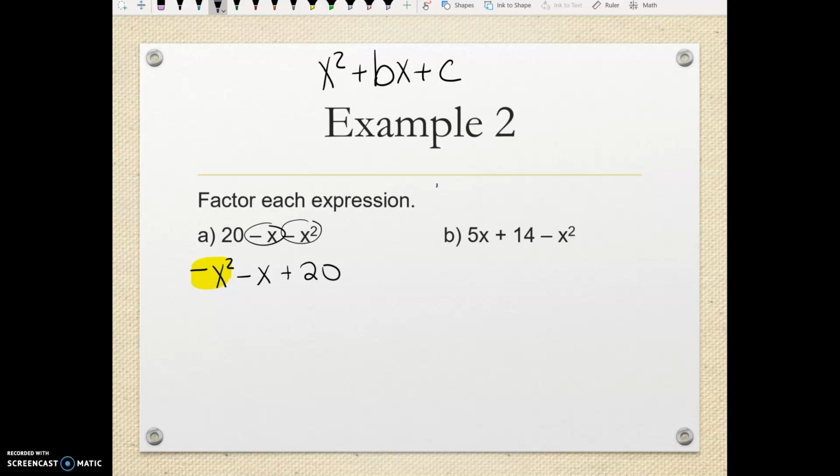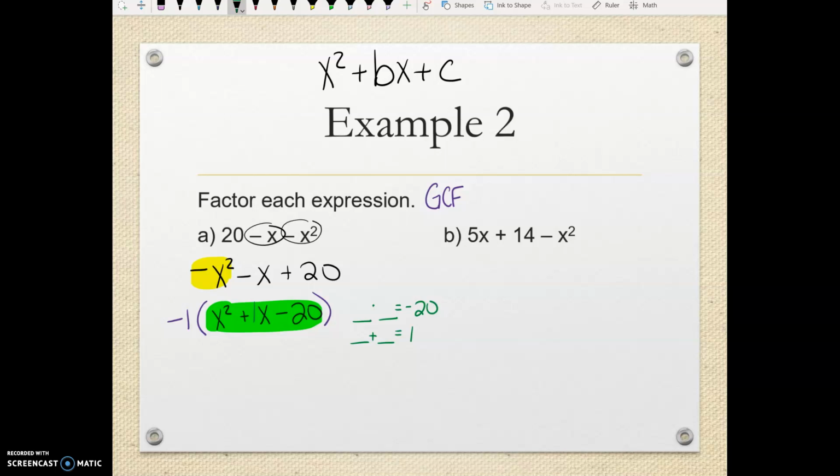So here we actually do have a greatest common factor that we need to get rid of. We need to factor out -1. So -x squared divided by -1 is +x squared. -x divided by -1 is +x. 20 divided by -1 is -20. Now we have a positive plain x squared. So we're going to focus on factoring just the stuff inside the parentheses. So we are looking for two numbers that multiply to give us -20. Those same numbers need to add up to a +1.